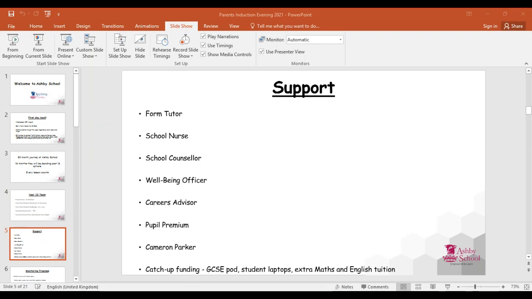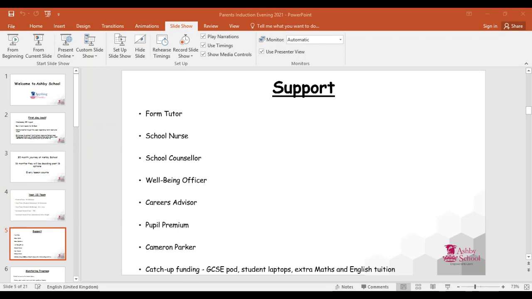We also have a wellbeing officer, and she is employed directly by the school, and she is a full-time member of staff. And again, that is a member of staff who is an ex-year tutor, so has got real experience in working with students in order to support them with a variety of different needs that a student may have.